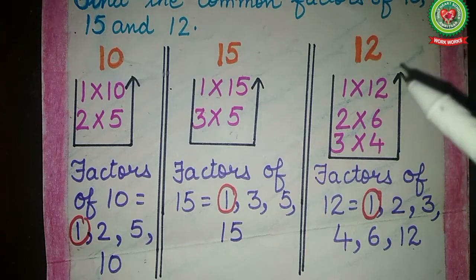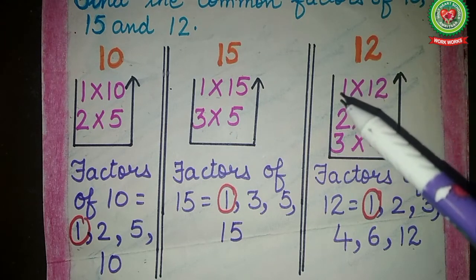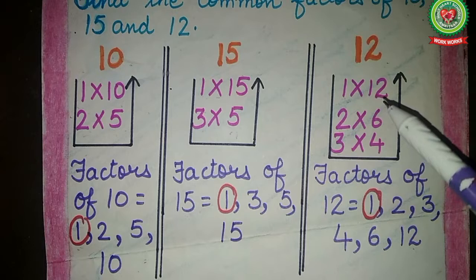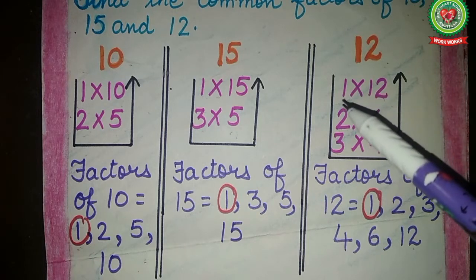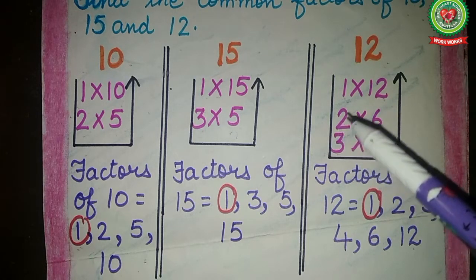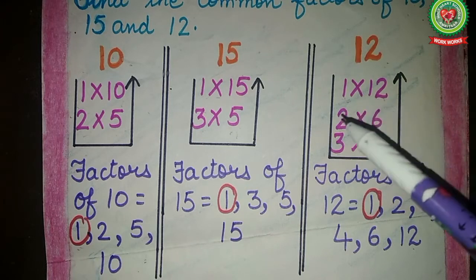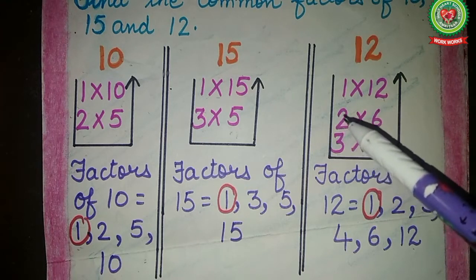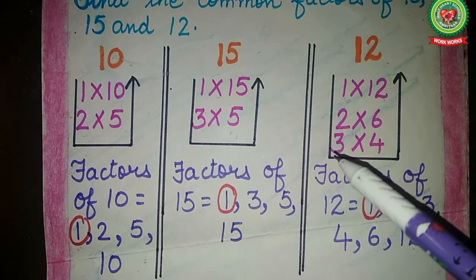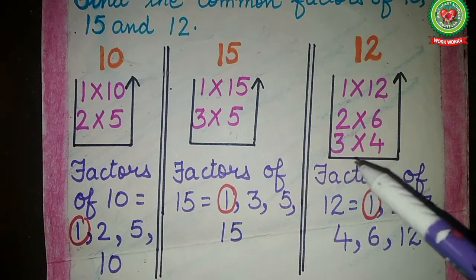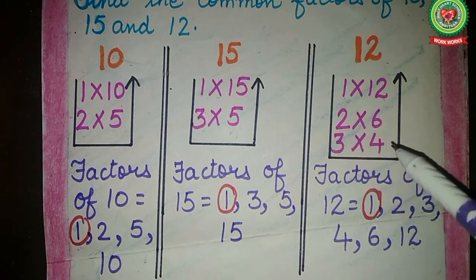Now we will find factors of 12. Start with one table. On one table, 12 comes on 12. After one table, turn off two table. On two table, 12 comes on 6. 2 multiplied by 6. 2 sixes are 12. After two table, next turn off three table. On three table, 12 comes on 4. 3 multiplied by 4. 3 fours are 12.